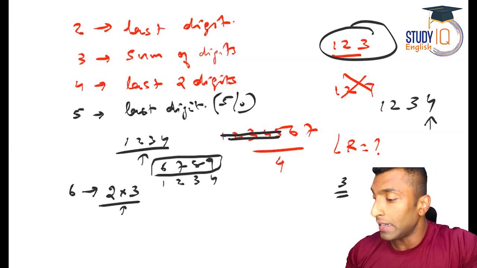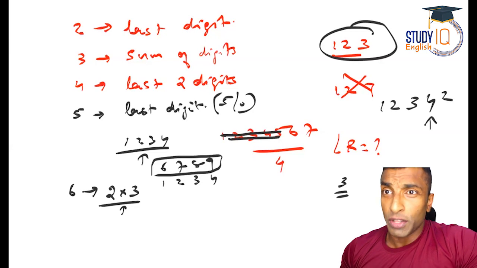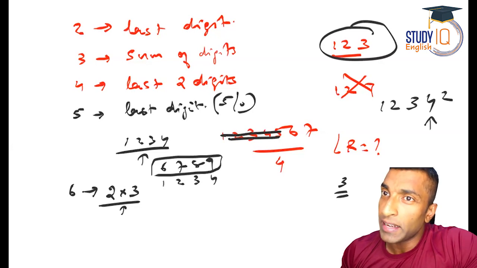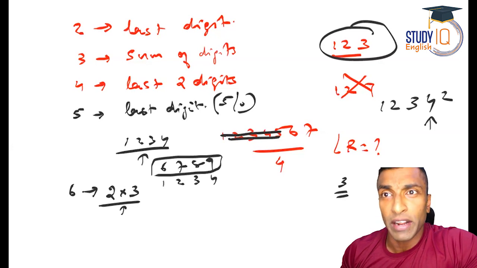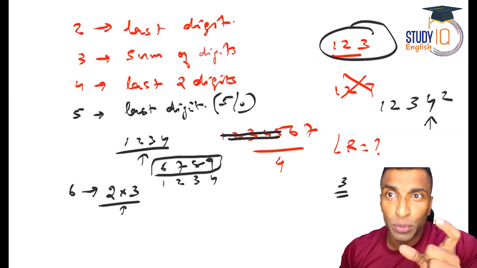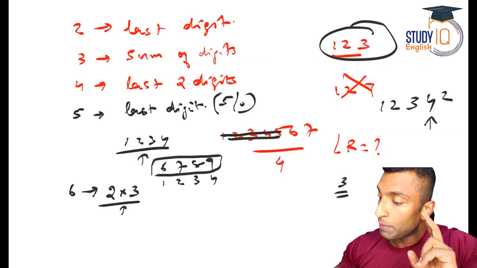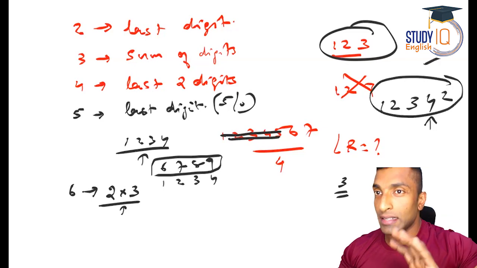Now what if it is, let's say, 1, 2, 3, 4, 2? This is the number, so it's an even number. So the first criterion is met. Second, if I take the sum, 1, 2, 3, 4, that is 10, plus 2, that is 12. 12 divided by 3, it is divisible by 3. So it is divisible by 2, and it is divisible by 3 as well. That means this given number is divisible by 6. So that is the condition.